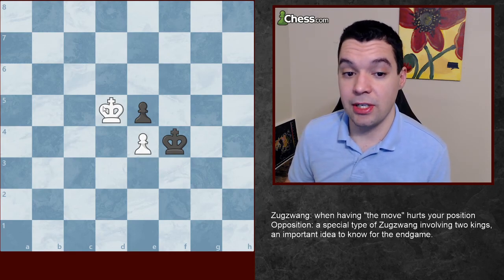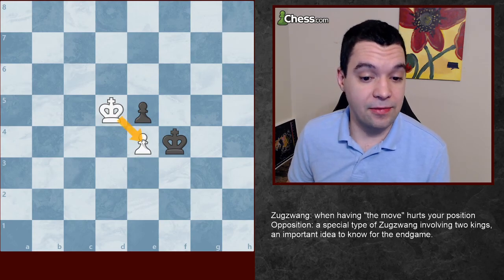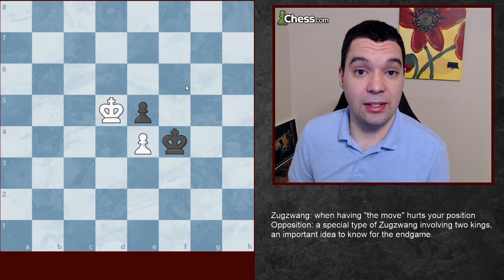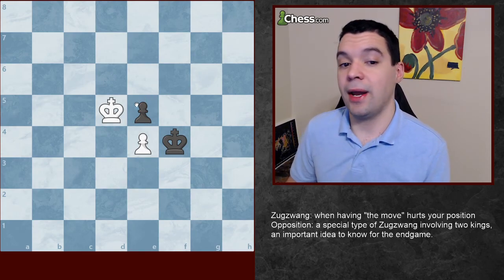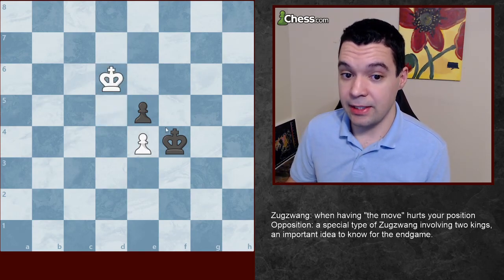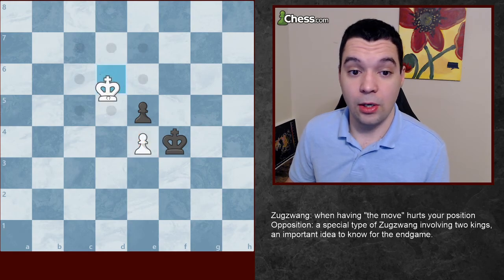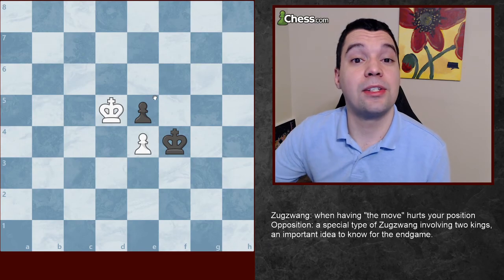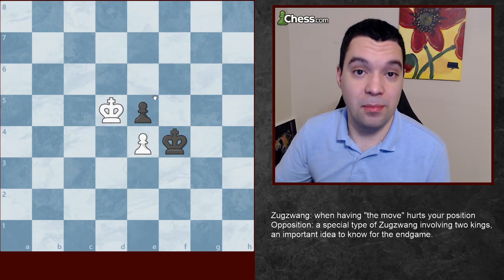In this position, if it's white to move, white is defending e4 and attacking e5, and white would very much like to not move. If white has to move, for example, to d6, I drop the pawn. So if white is compelled to move, when he doesn't want to, white is in Zugzwang. Being in Zugzwang is a bad thing.